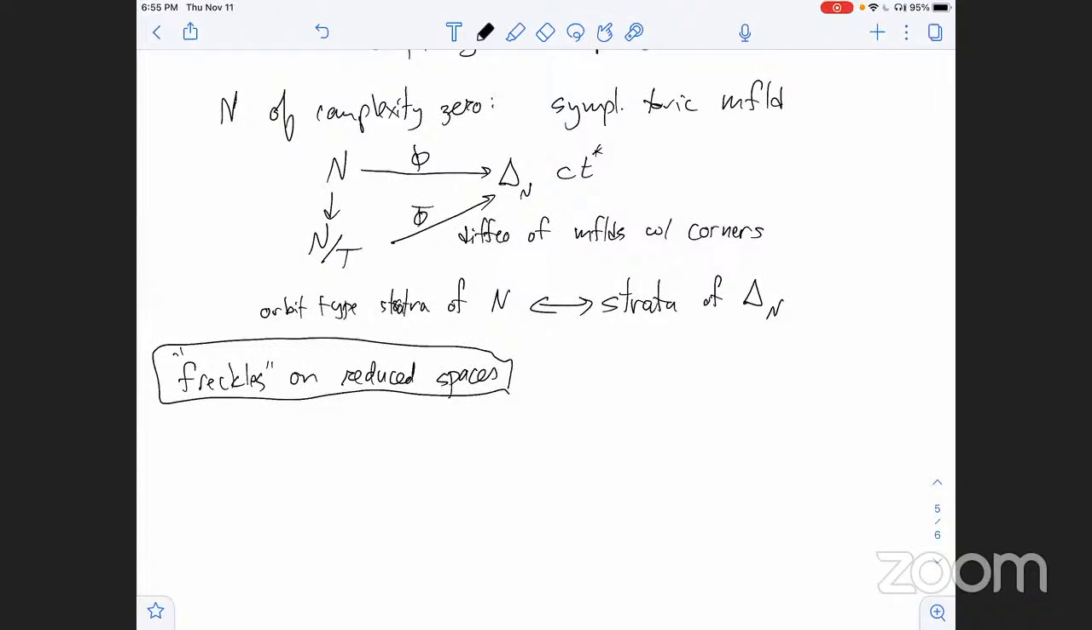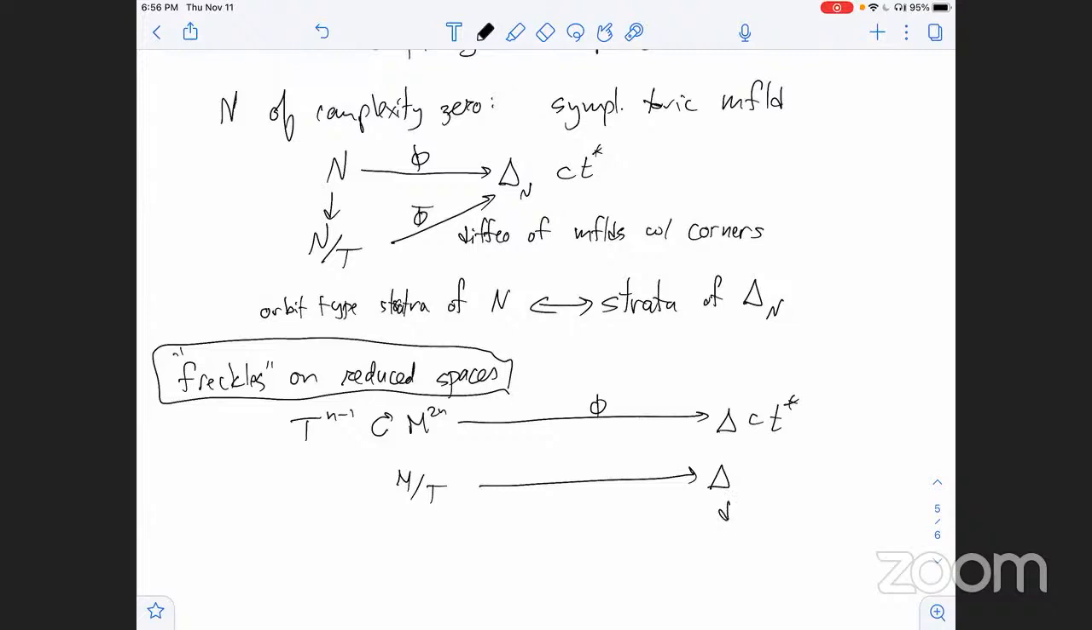So now what we have is, I'm going to take a faithful action, complexity one Hamiltonian T manifold. Here's the momentum map. Let's say everything is compact for simplicity. Here's the momentum polytope. And here's the orbital momentum map going from the quotient to that same polytope.